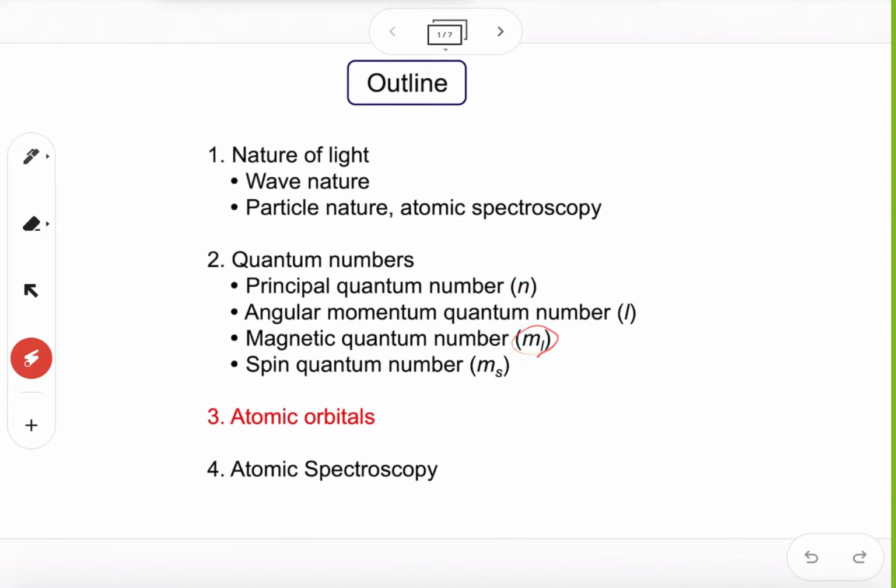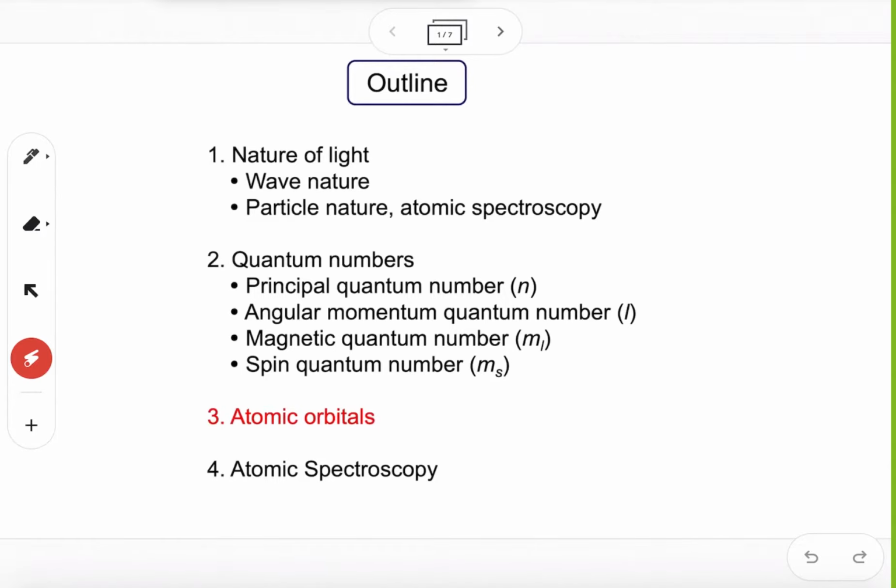Especially ML. We said that the number of the atomic orbitals is defined by the number of the ML values. For instance, if you have 5 different ML values, then you will have 5 atomic orbitals.